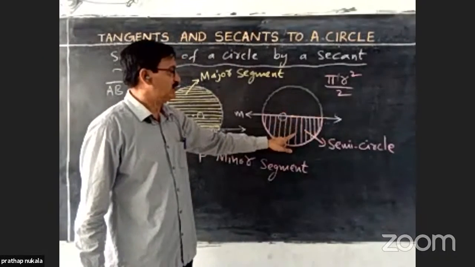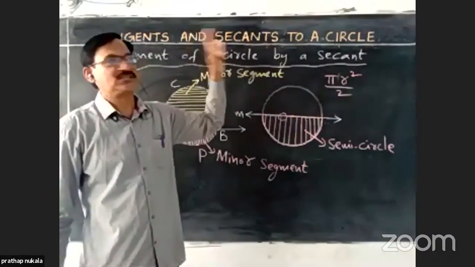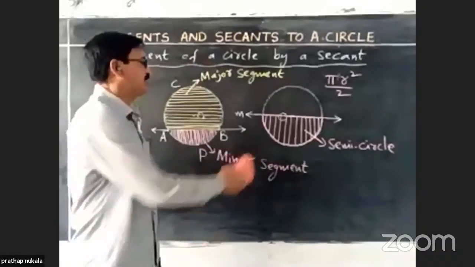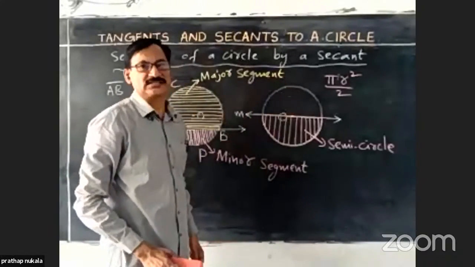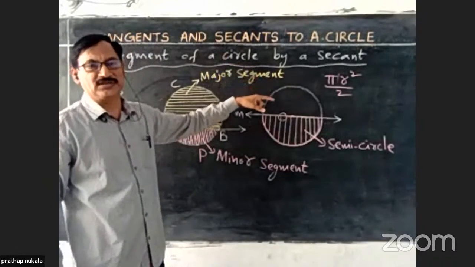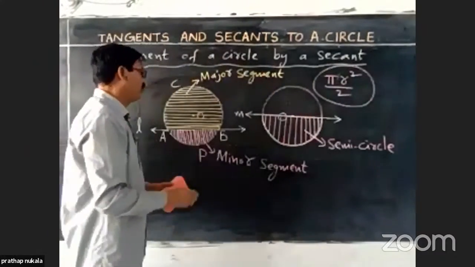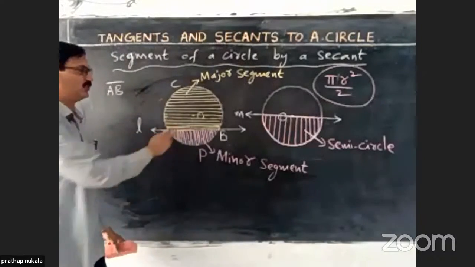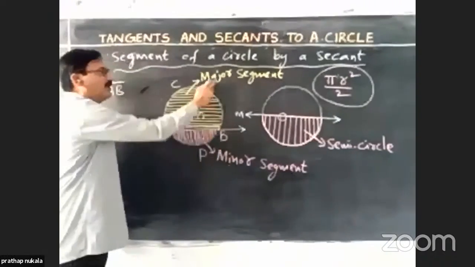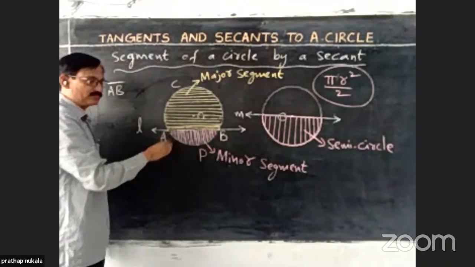To find the area of the semicircle, just take pi r square by 2, substitute the given radius value, then you will get the answer. That's why this is not important in our syllabus. Okay, if it is asked in the examination, then you can solve it using this formula. Now, this is very important: to find the area of the minor and major segments. That is very important. Okay, right.